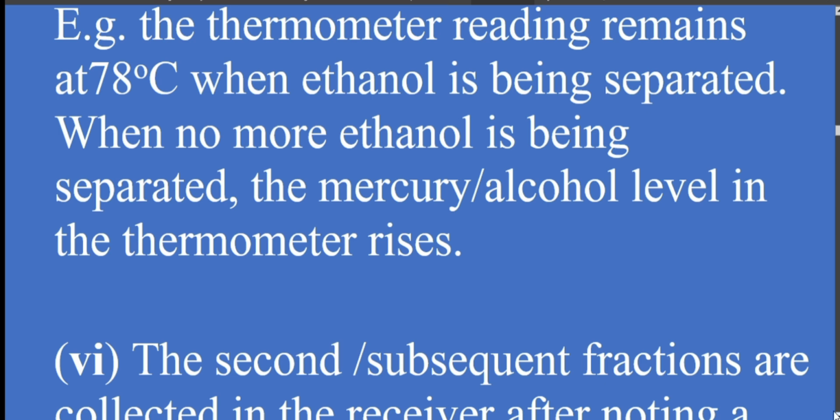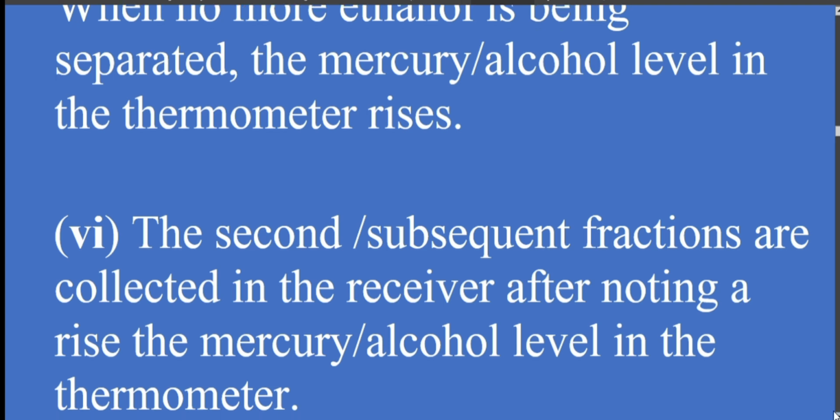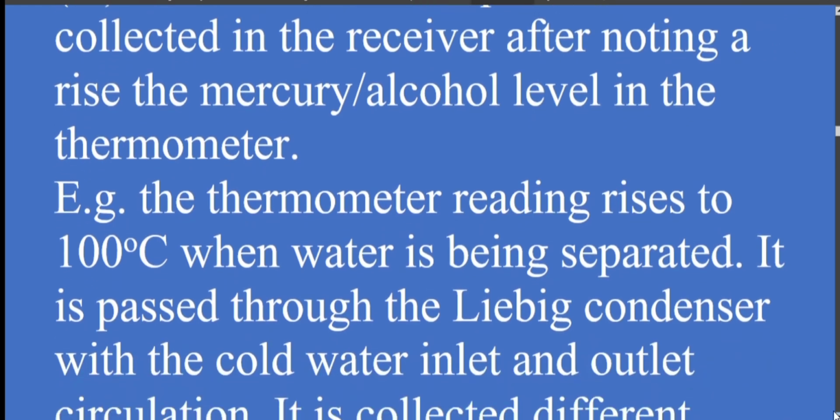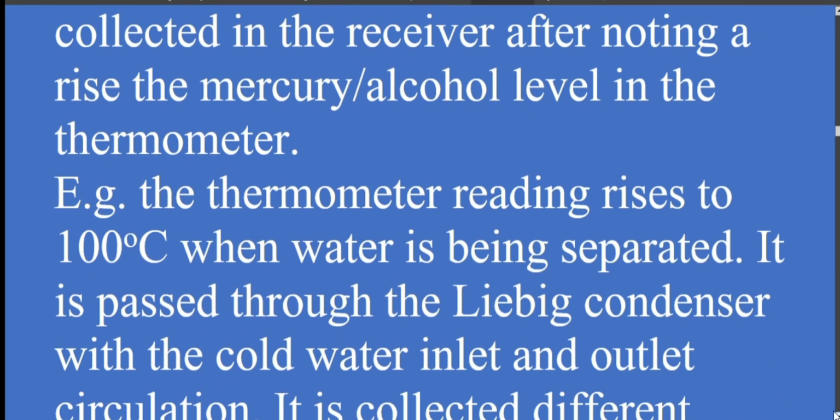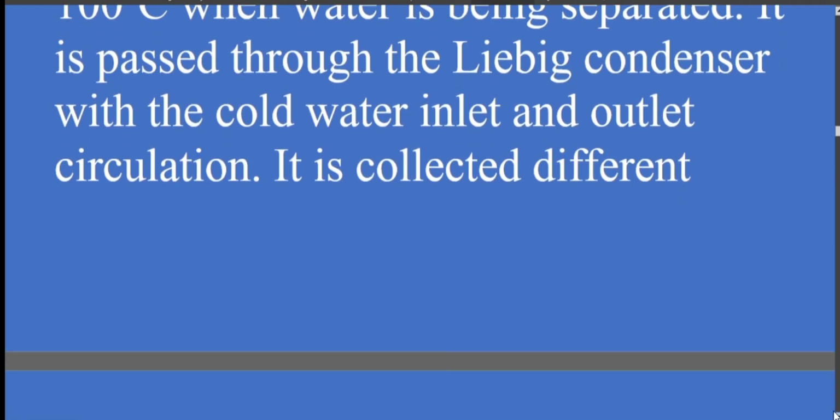The second fraction is collected in the receiver after noting a rise in the mercury level in the thermometer. The thermometer reading rises to 100 when water is being separated. It is passed through the Liebig condenser with the cold water inlet and outlet circulation. It is collected in a different receiver as the second subsequent fraction. Now the first fraction is for the ethanol, the second one for water.